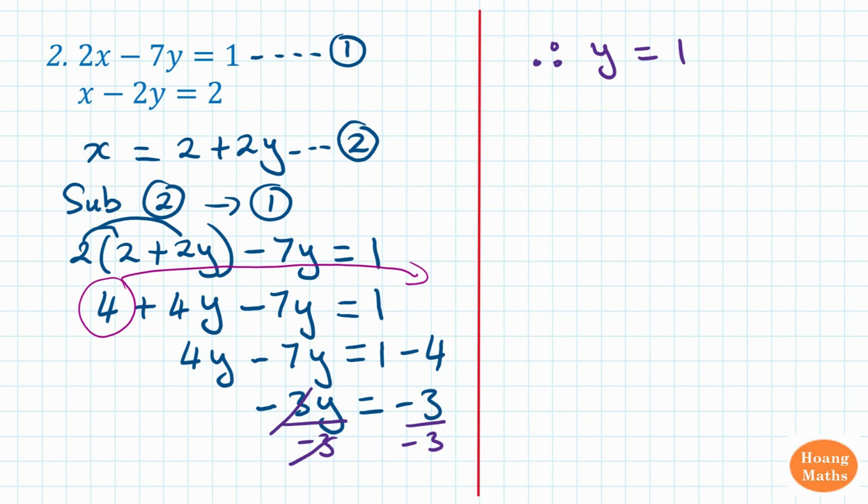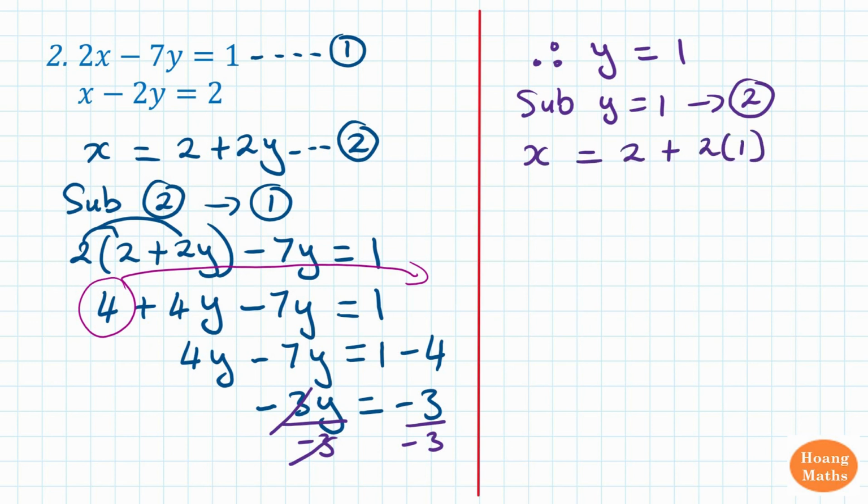So when y equals 1, we can substitute into this equation here, which is equation number 2, to solve for x. So therefore, we can say substitute y equal to 1 into equation number 2. So that is x is equal to 2 plus 2 lots of 1, or 2 times 1 if you like. So 2 plus 2 times 1 is 2, so that is equal to 4. So therefore, x is equal to 4 and y is equal to 1.